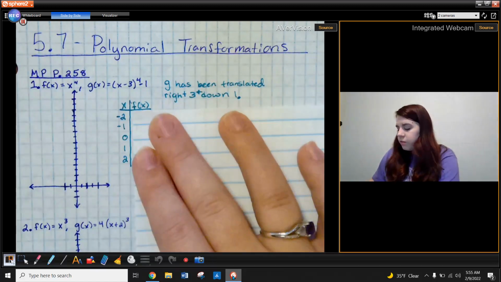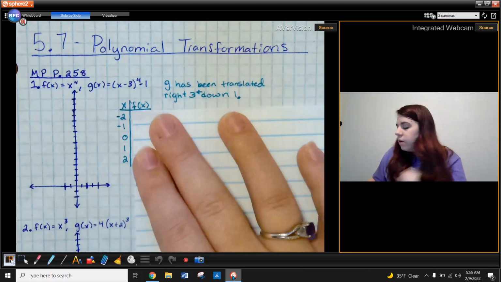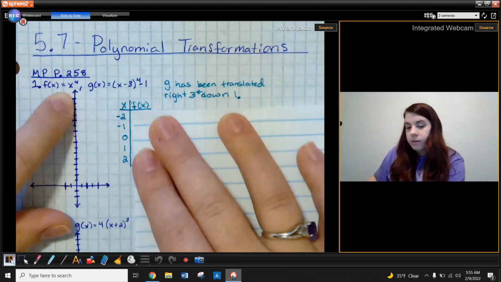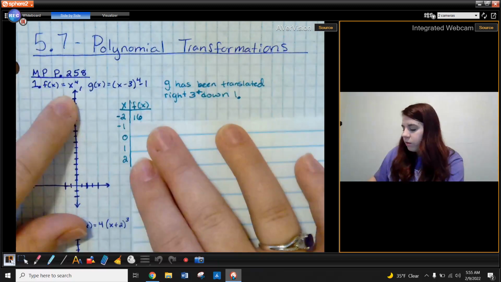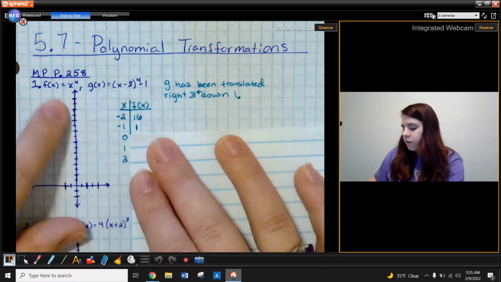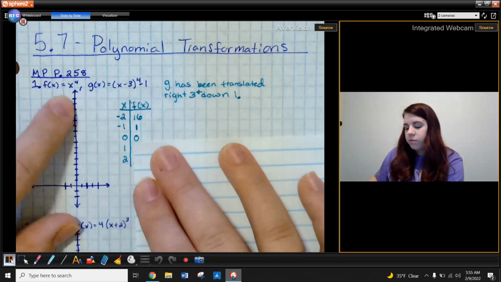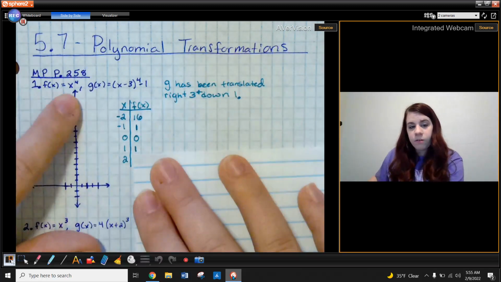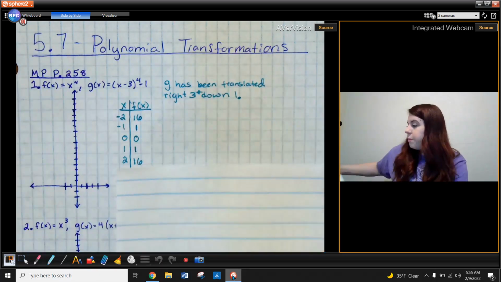You plug these into my f of x function, which means I'm just going to raise them to the 4th power. So if I raise -2 to the 4th power, that'll be 16. If I raise -1 to the 4th power, that's a positive 1. If I raise 0 to the 4th power, that is 0. If I raise 1 to the 4th power, that is 1. If I raise 2 to the 4th power, that is 16. So now we are kind of caught up.